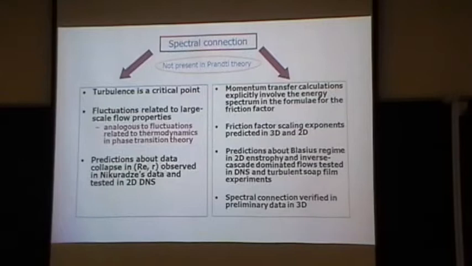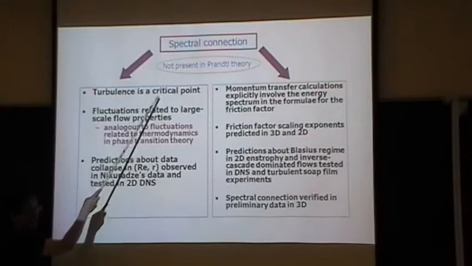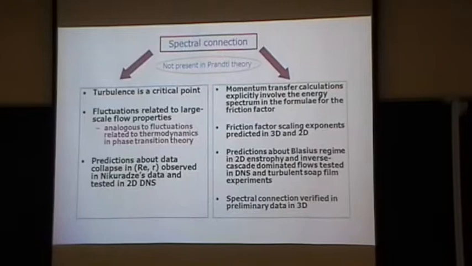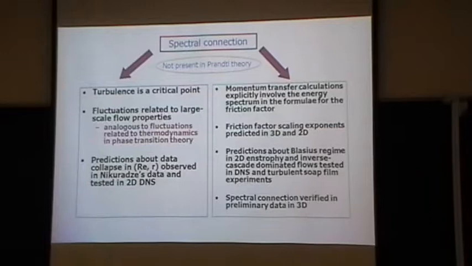There's two different ways that one can see this. The first is that turbulence is a kind of critical point, a non-equilibrium critical point, at zero roughness and infinite velocity. The fluctuations are related to large-scale flow properties in just the same way that you have these connections between the fluctuations and correlation functions and large-scale thermodynamics at critical points, and you get data collapse as predicted in critical phenomena. You also get those in turbulence. But what I didn't show you was simulation data, which also shows that data collapse.